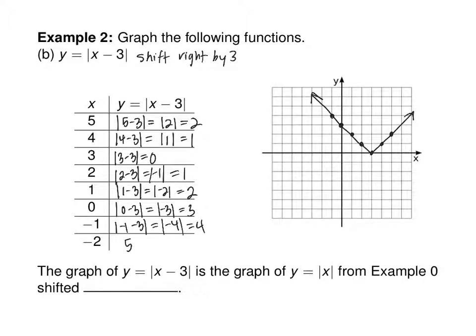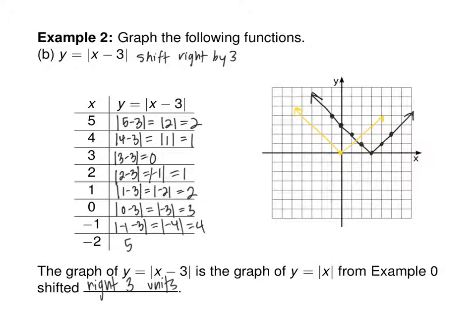And if I were to sketch in that parent graph, it looks like this. And you can see that that yellow graph shifted right 3 units gives us the graph where we plotted points. So this is a translation shifted right 3 units. Okay, great, there we go. So those are horizontal and vertical transformations.